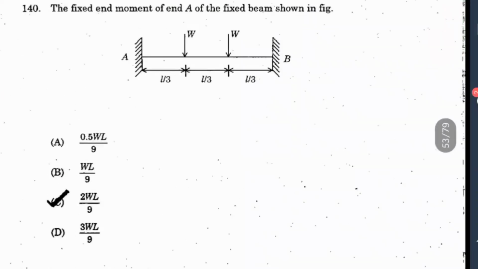140. The fixed end moment at A of the fixed beam is what? So this is the fixed beam with 2 point loads at a distance of L by 3 each. If this is the case, the value is 2PL by 9. Here the load they have mentioned as W, so they have written 2WL by 9. So this is the direct formula to be remembered, which is derived from the three moment theorem.